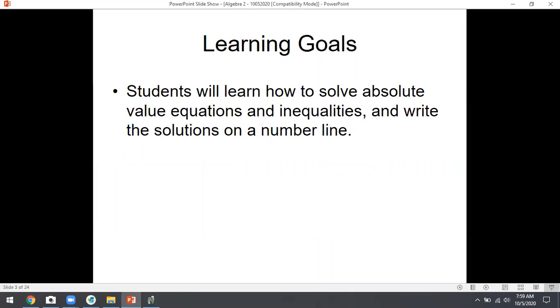All right, learning goals today. We are studying absolute value equations and inequalities today. It is a very set procedure. You need to take this equation, you need to turn it into this. And after that, it's very easy to solve, but you have to learn the process.